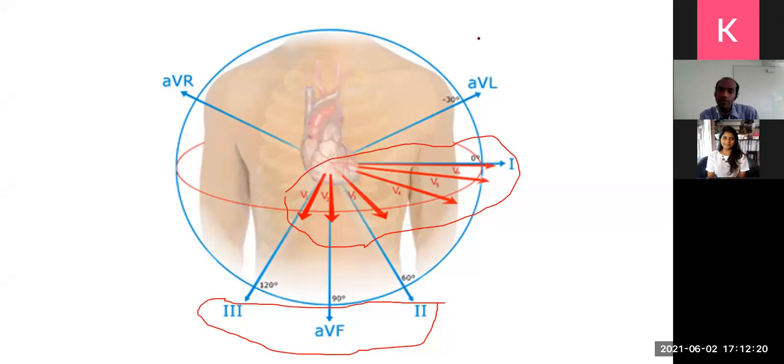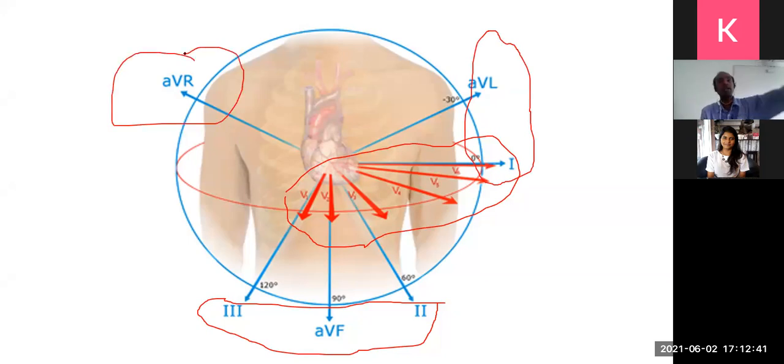Then you have 1 and AVL, which are here, which look at the left side of the heart. So this lead is a window looking at the heart. 1 and AVL look from the left side. And finally, AVR looks from the right side.